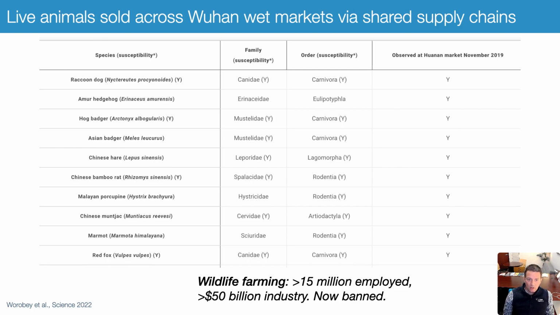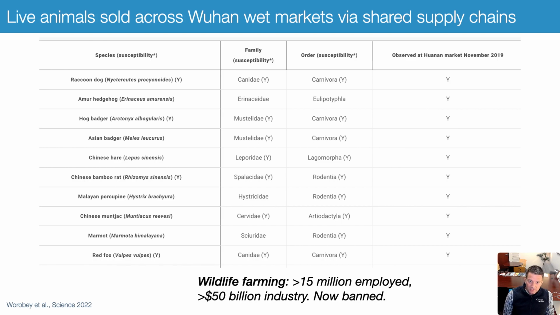Things like raccoon dogs, for example, we know were sold in November. We also have photographic evidence that they probably were sold in December as well. So we know that these animals that are susceptible to these kinds of viruses were in fact for sale at the Huanan seafood market leading all the way up to the pandemic.